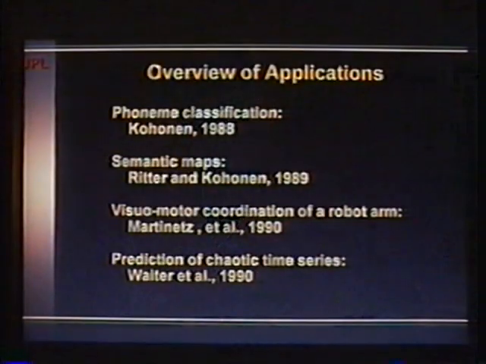Let me now go to an overview of applications. One of the early applications was published by Kohonen himself in '88 for classification of phonemes of the Finnish and Japanese language. Semantic maps were also published by Ritter and Kohonen in '89. Martinez and his co-authors did work on visual motor coordination of a robot arm in 1990. Chaotic time series prediction was done by Walter in 1990.